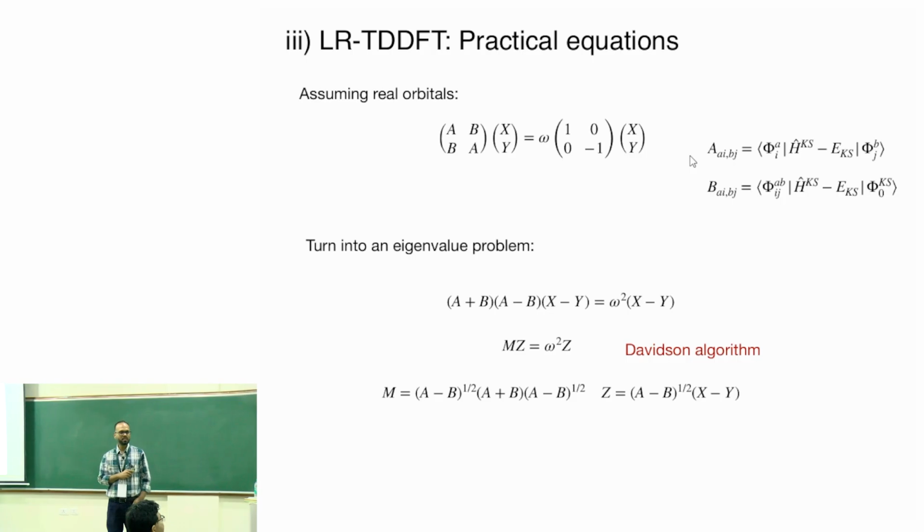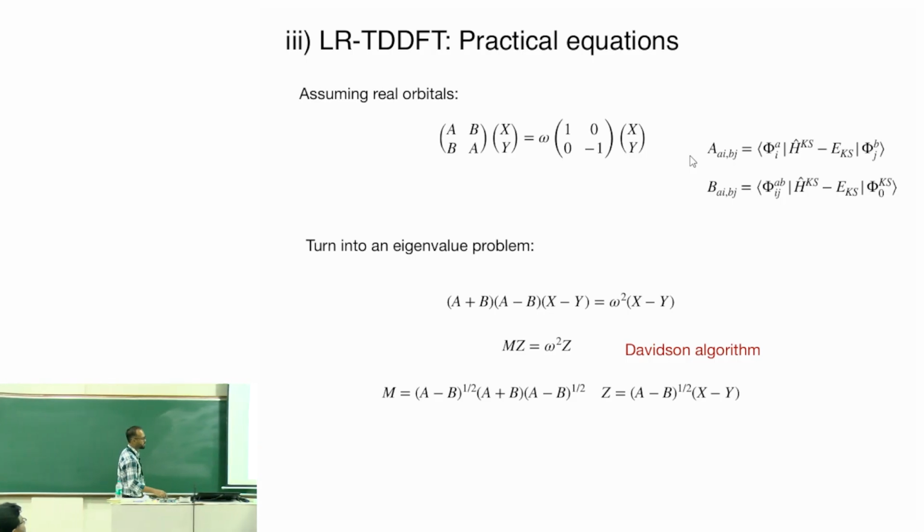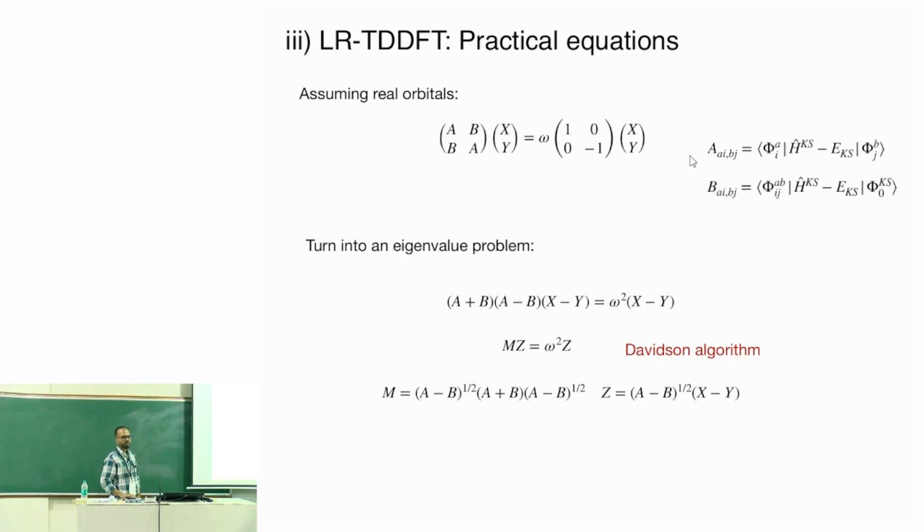Any questions here? So if we are working, these are generally seen as de-excitation. You mentioned them as double excitation. B is generally considered as de-excitation.